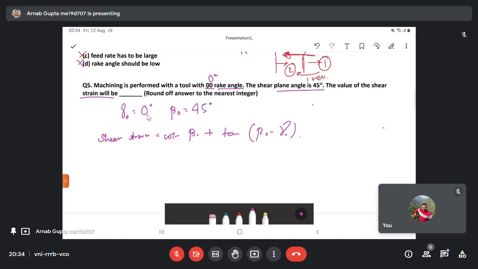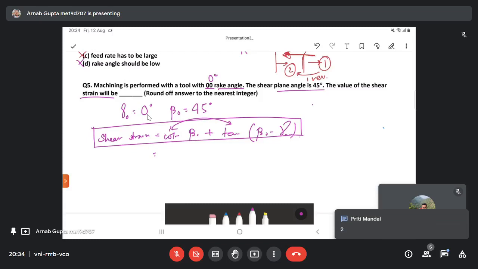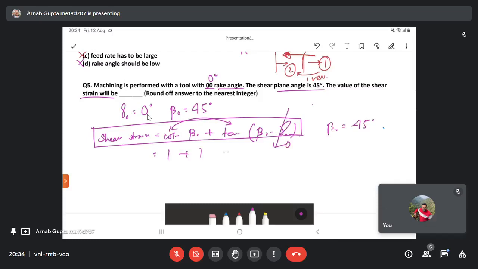Yeah, this is the correct expression. I was getting confused about this cot and tan here. In this case, it doesn't make any difference because gamma naught is given as 0 and beta naught is 45 degrees. So tan 45 degrees and cot 45 degrees are equal, so it's 1 plus 1, which is equal to 2.